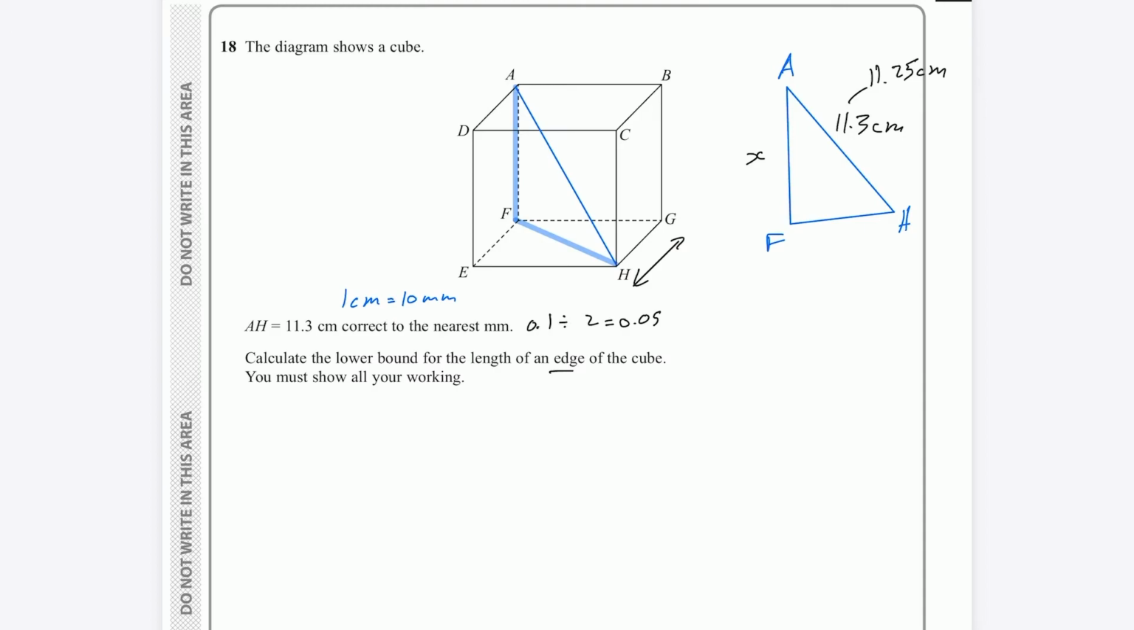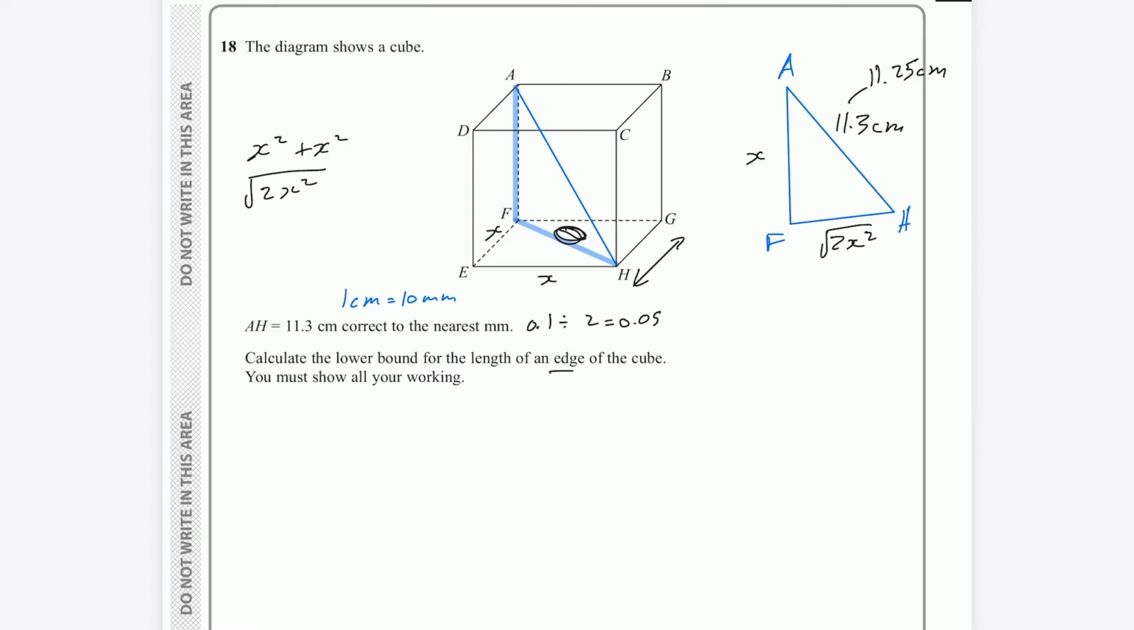And then you have F to H. Now, F to H is not x. What F to H is, is x here and x here. So in order to find out what F to H is, you'd have to use Pythagoras' theorem. That would be x squared plus x squared, and that would then become 2x squared. So this here is 2x squared. And for Pythagoras' theorem, square it, add it, square root it. So that will be with a square root there.